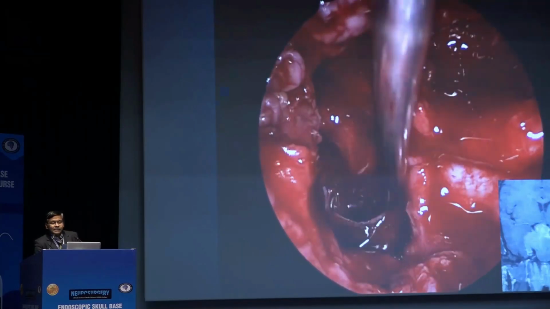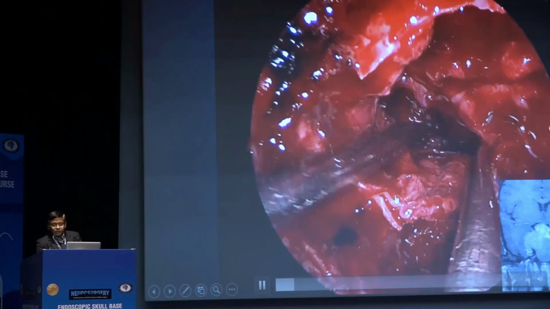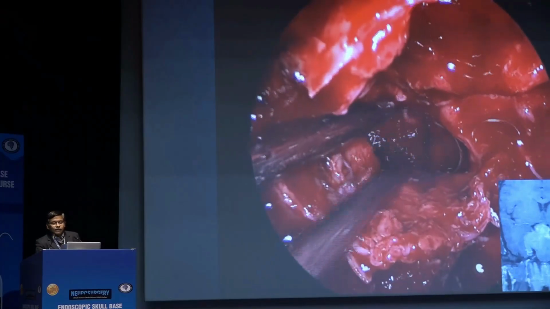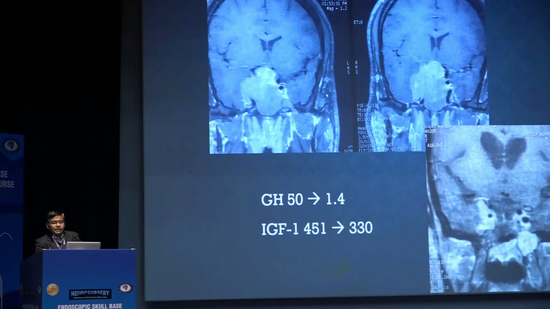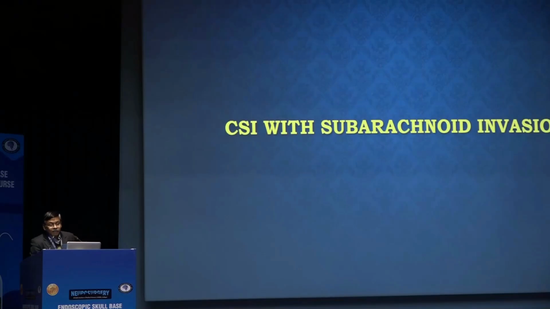And this is another case. We do antero-inferior exploration when the tumor lifts the carotid artery and gives you a corridor antero-inferiorly. So this is the result of the growth hormone levels. Sometimes, along with cavernous sinus invasion, you have subarachnoid invasion.